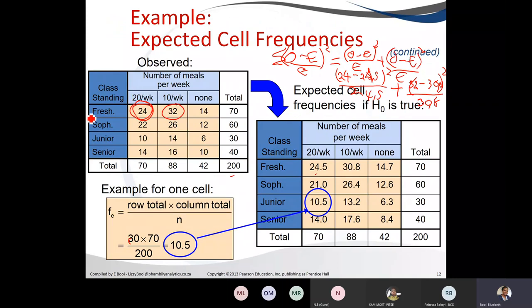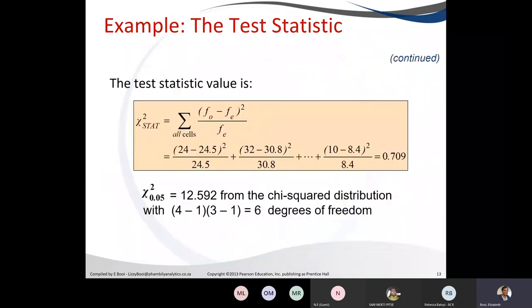And then to get to the chi-square test, remember, we need to count our degrees of freedom. So we have 1, 2, 3, 4 columns and 1, 2, 3 rows. So we know that it is the number of rows minus one, times the number of columns minus one. 4 minus 1 is 3. 3 minus 1 is 2. So 3 times 2 is equal to 6.